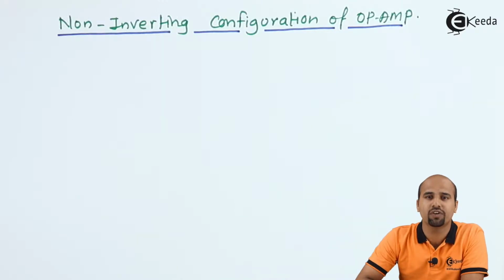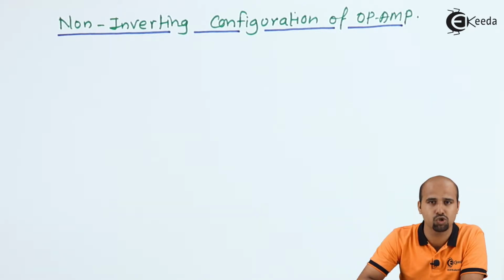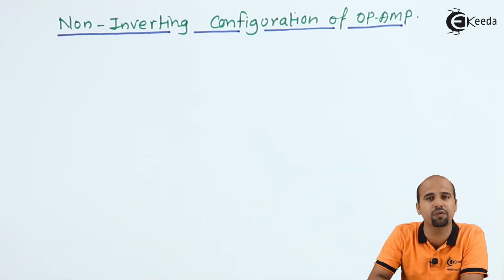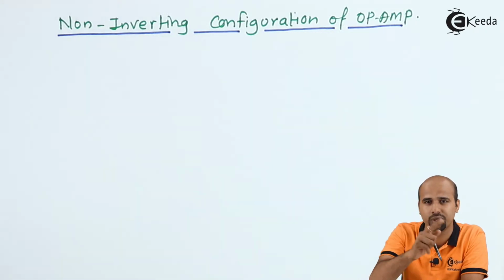In the video of configurations of operational amplifier, we have learned how to draw non-inverting configuration. So please take a pause of 2 minutes, draw the non-inverting configuration circuit for operational amplifier, and then again come to me within 2 minutes.